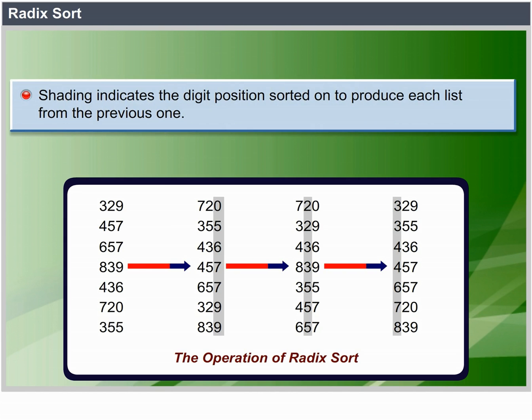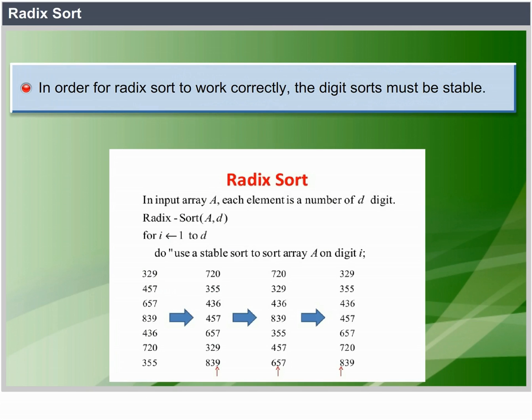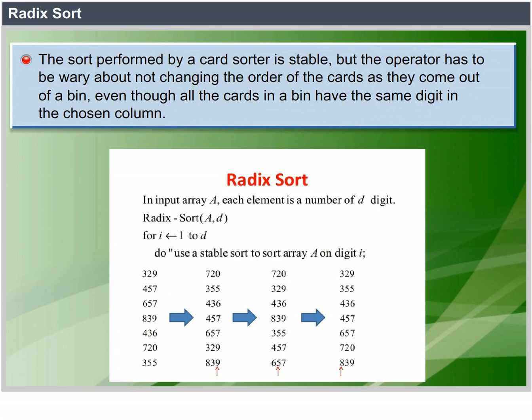In order for radix sort to work correctly, the digit sorts must be stable. The sort performed by a card sorter is stable, but the operator has to be wary about not changing the order of the cards as they come out of a bin, even though all the cards in a bin have the same digit in the chosen column.